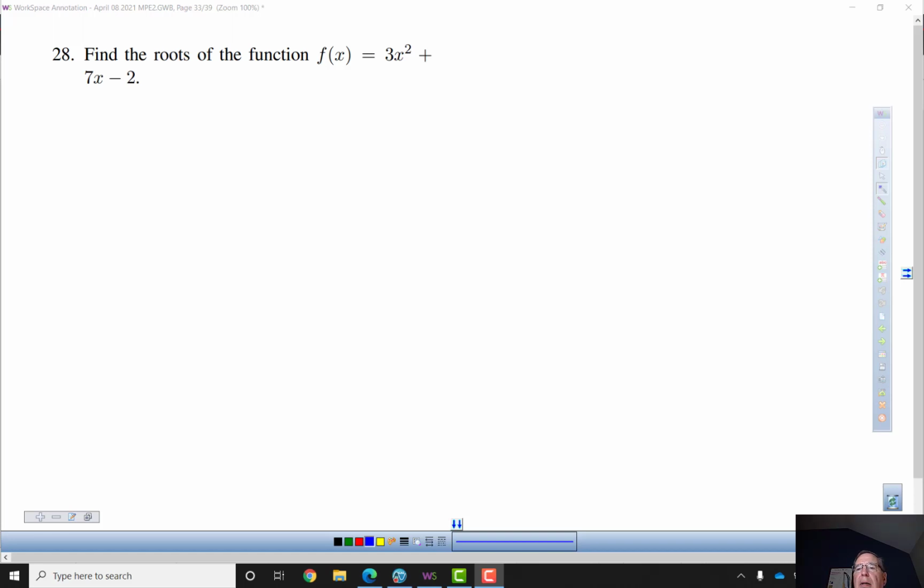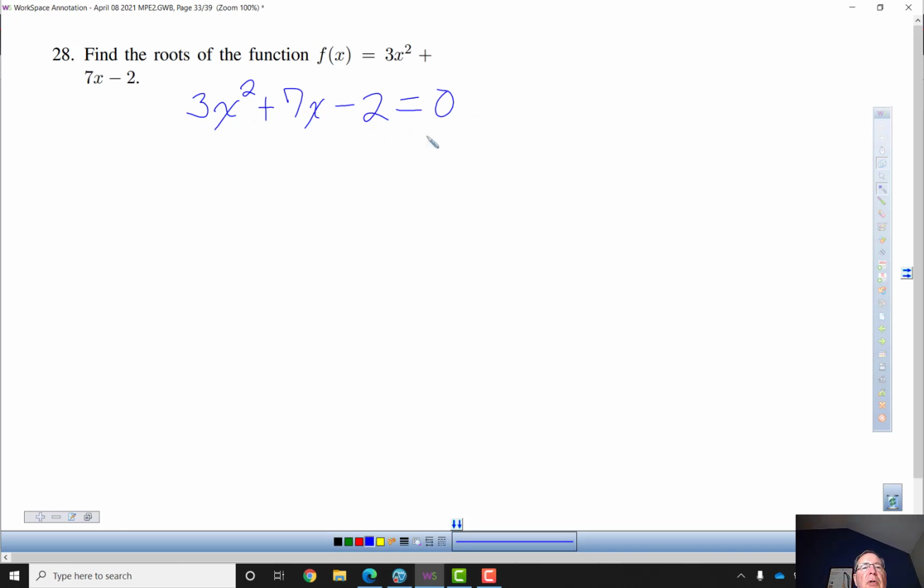So 28 is just a quadratic equation. It says find the roots of the function. I think that's misused terminology. It should be the zeros of the function, which would be the roots of the equation 3x squared plus 7x minus 2 equals 0. So we're going to find the roots or solutions to this equation.